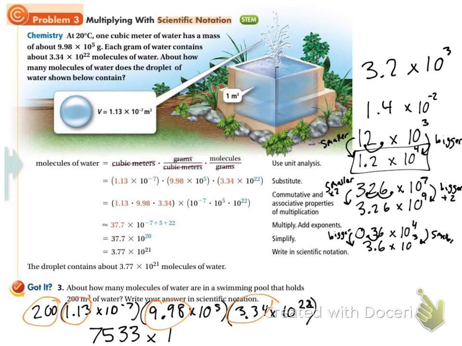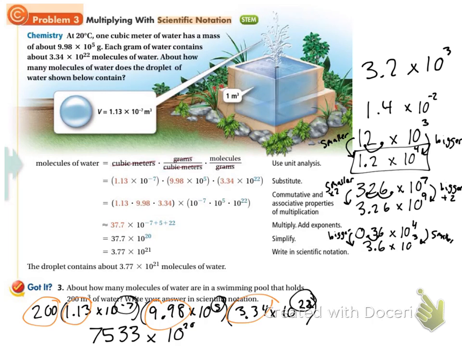Then I need to figure out what the exponent is on my 10. So I've got negative 7, a 5, and a 22. So negative 7 plus 5 plus 22. Well, that's negative 2 plus 22. So this is just 20. So this is 10 to the 20th. But that's not in correct form, right? That's not in scientific notation.